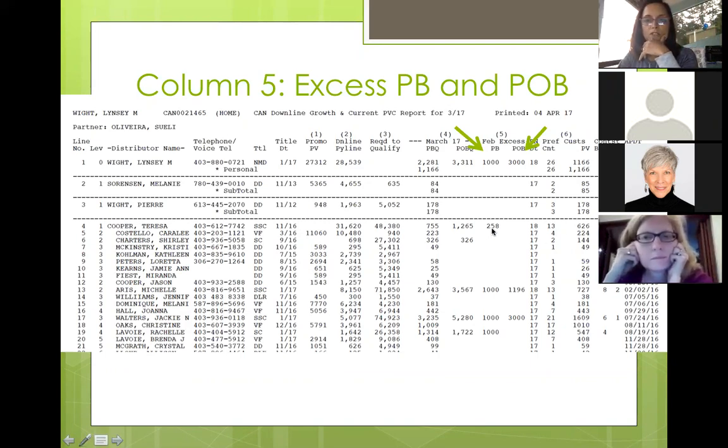Her PB is only 258, and she's got no POB because she's built her business almost strictly on Tower Gardens. A huge business she's built. She's a senior sales coordinator, and we'll talk about Teresa a little bit later. But Lindsay's built up her bank, and Teresa has not built up her bank.